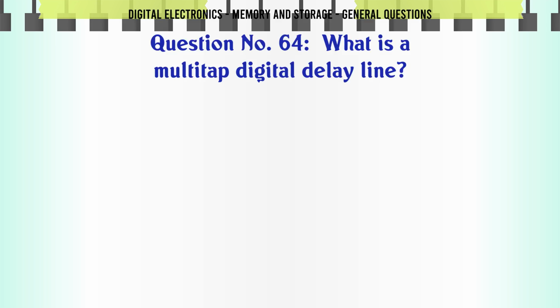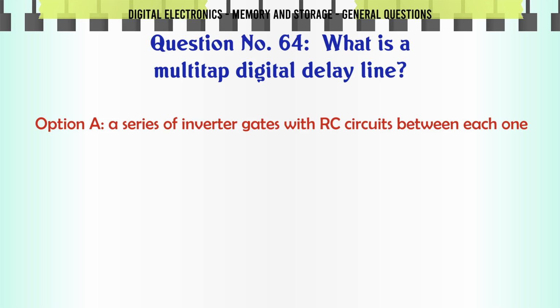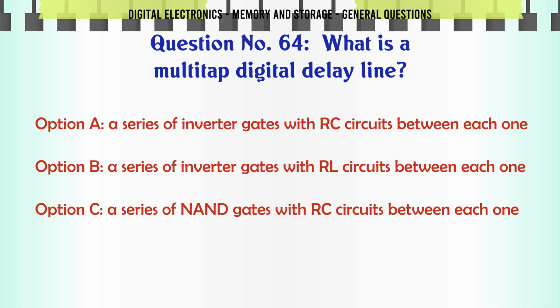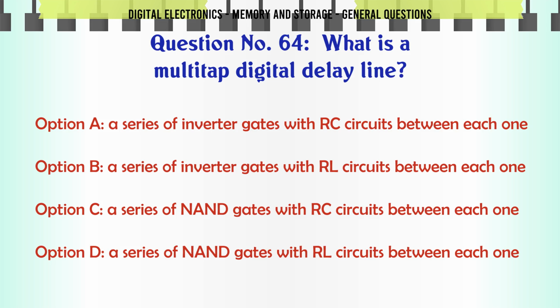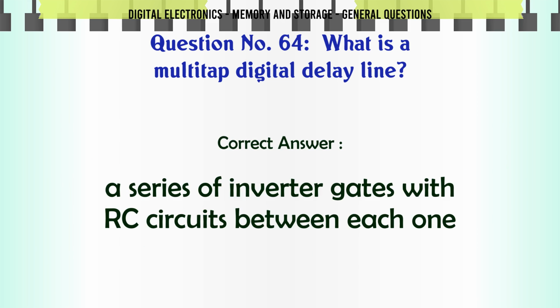What is a multitap digital delay line? A. A series of inverter gates with RC circuits between each one, B. A series of inverter gates with RL circuits between each one, C. A series of NAND gates with RC circuits between each one, D. A series of NAND gates with RL circuits between each one. The correct answer is a series of inverter gates with RC circuits between each one.